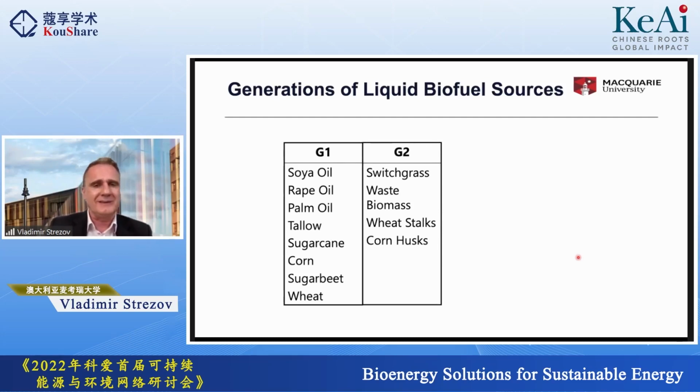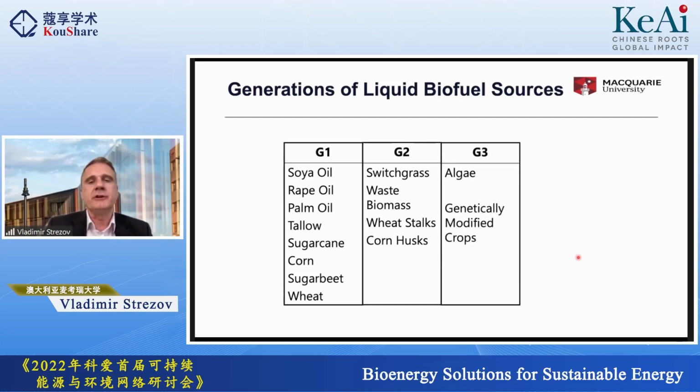So we want to move into the second generation, or even further, the third and fourth generation biofuels. The second generation uses wastes or lignocellulosic materials, where at the moment there is a limitation in converting them to ethanol and biodiesel. So we need to find economical ways to better use these sources. The third generation is where we don't need land, such as the use of algae or genetically modified crops that can grow on land that is unsuitable for agricultural purposes.